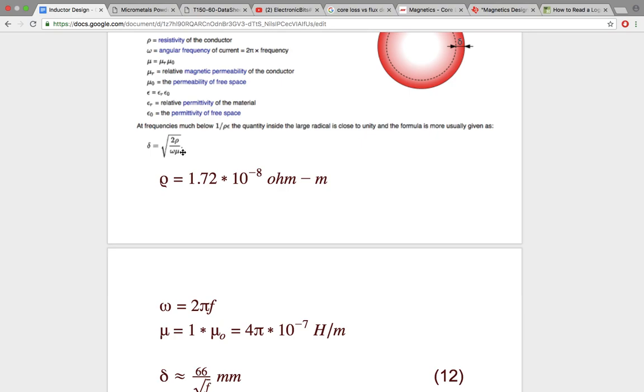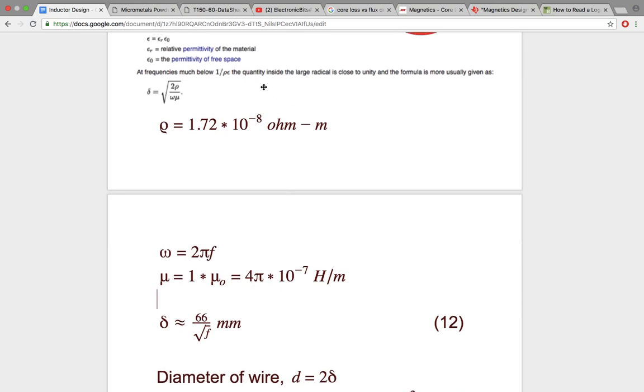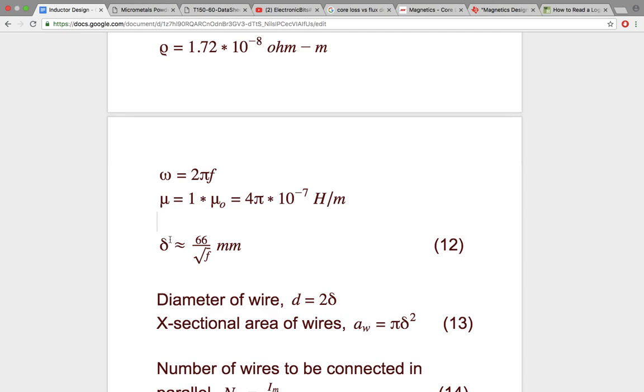For copper wire, the relative permeability is 1, and hence the permeability is the absolute permeability in the case of copper. The resistivity of copper wire, I have taken this number from Google. After substituting these numbers into the equation, we get the reduced form of skin depth as this formula. You can see that the higher the frequency, the more the skin depth reduces.